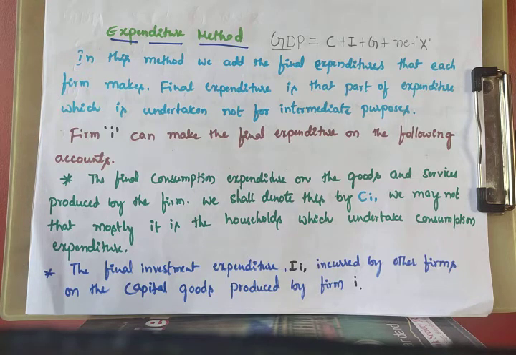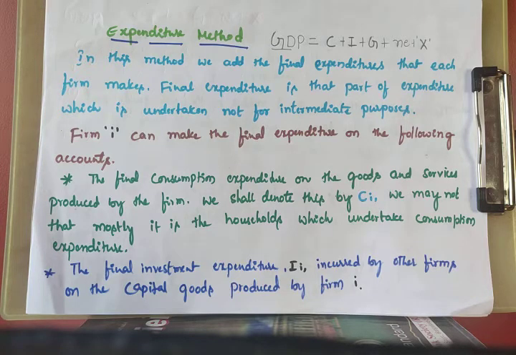Expenditure method is very important. It is one of the most important methods to calculate national income. Actually, to calculate national income, there are three important methods. One is the product method, second is the expenditure method, third is the income method. Already in previous classes we discussed the product method. So now we are going to discuss the expenditure method.